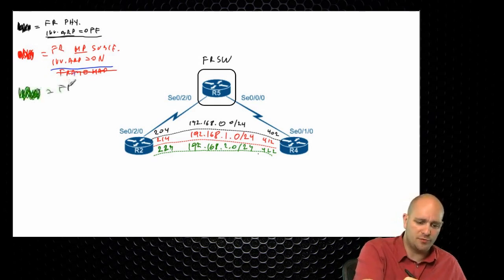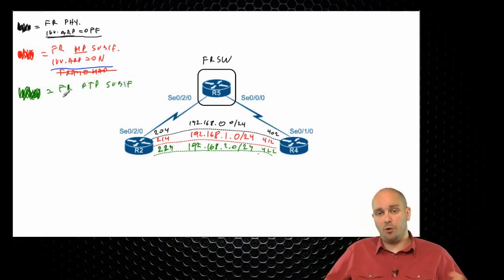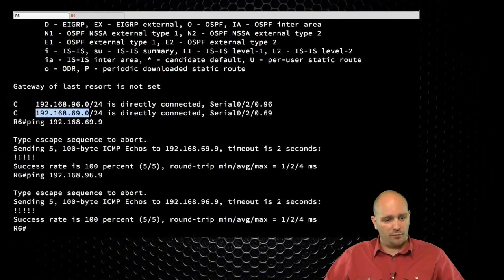We are going to use frame relay point-to-point subinterfaces, and there is no inverse ARP to worry about. When you are using point-to-point subinterfaces, there is no inverse ARP. So let's start this configuration by going to our R5.